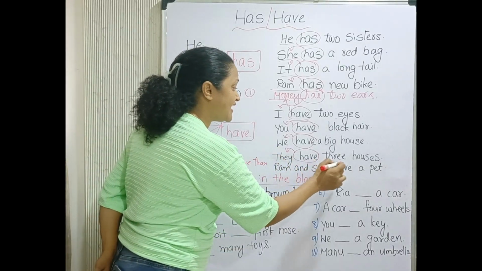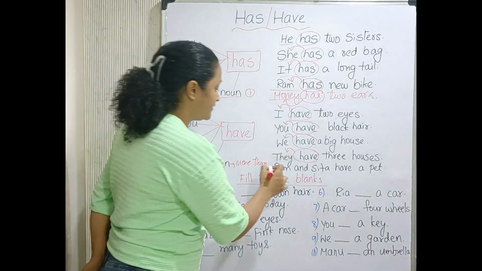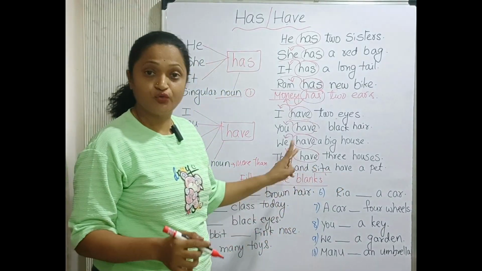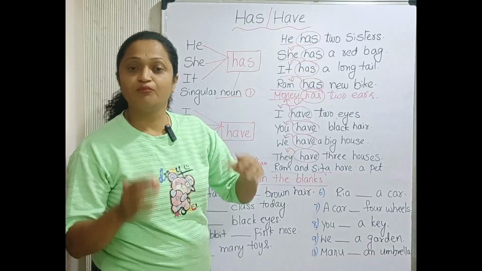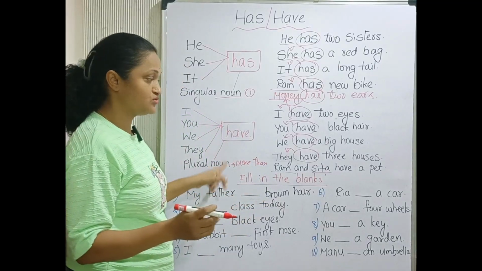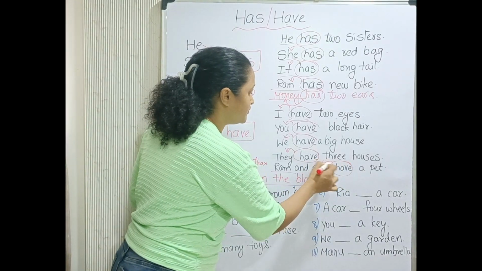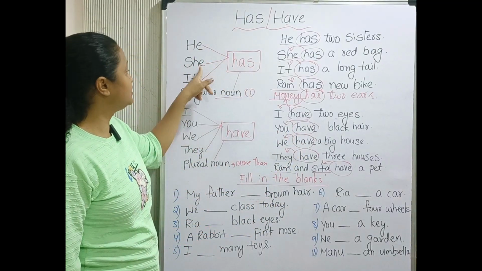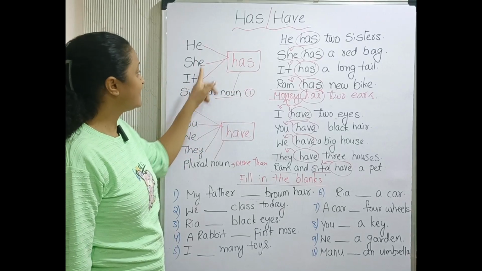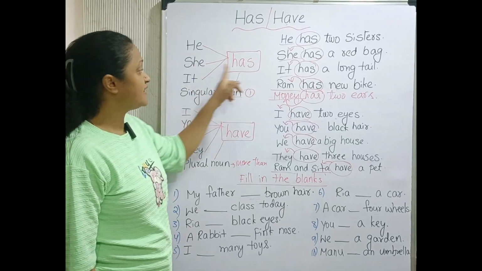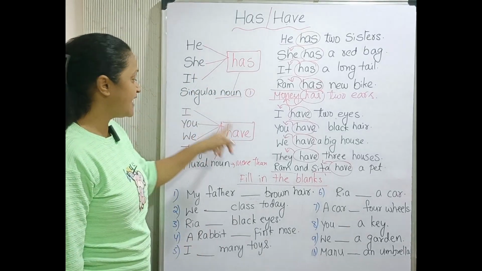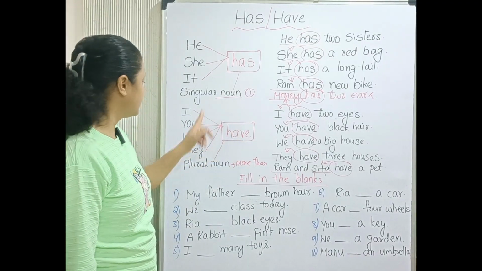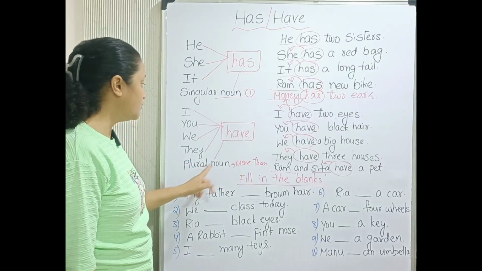Ram and Sita have a pet. Here Ram is one person and Sita is one person. Total we have two. More than one. It's a plural noun. So have is used with plural noun. Let's take a quick revision. He has, she has, it has, singular noun has. I have, you have, we have, they have, plural noun have.